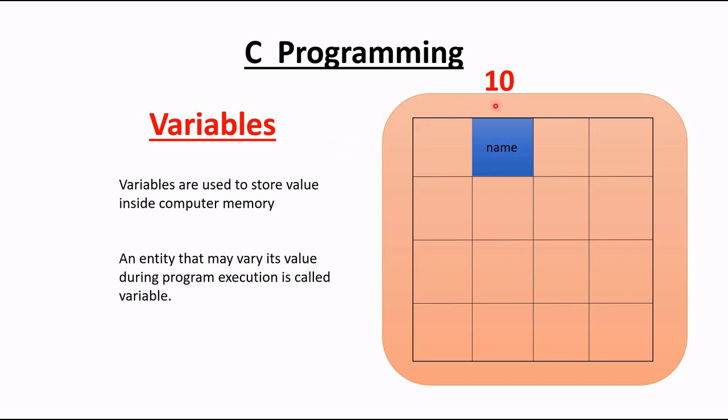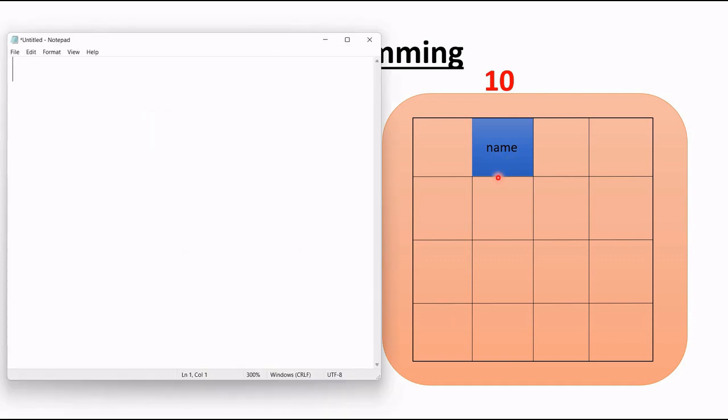At that time what will I do? I first have to give the variable a name. Suppose this is name, so I write name equals 10. Instead of name I can just write, suppose, x. The value of x is 10. So I write x and then x equals 10. So I have declared one variable and assigned the value 10 to this variable.